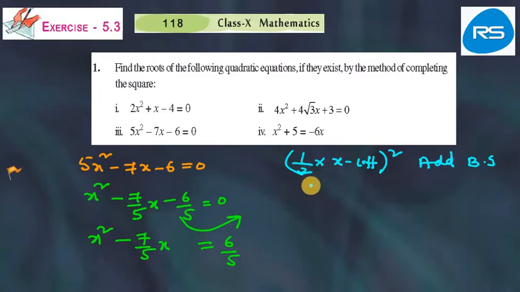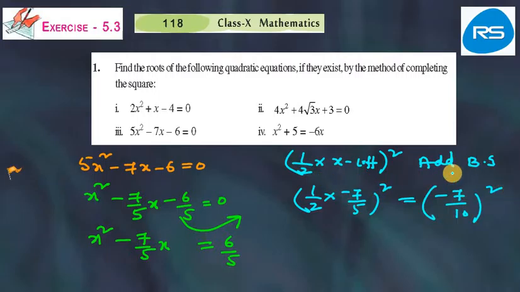So if I go further, I am just explaining once again. So half of the x coefficient, minus 7 by 5, whole square. So this becomes minus 7 by 10 whole square. I am adding both the sides. So let us go further.